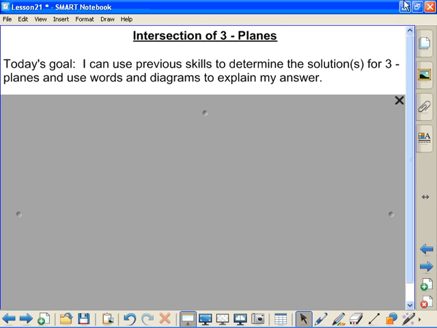Okay, this is the final lesson for Unit 2, and it's looking at the intersection of three planes. So what's our goal today? You can use previous skills, and in this case we're talking about matrices, substitution and elimination, to determine the solution for three planes, and then use words and diagrams to explain your answer.